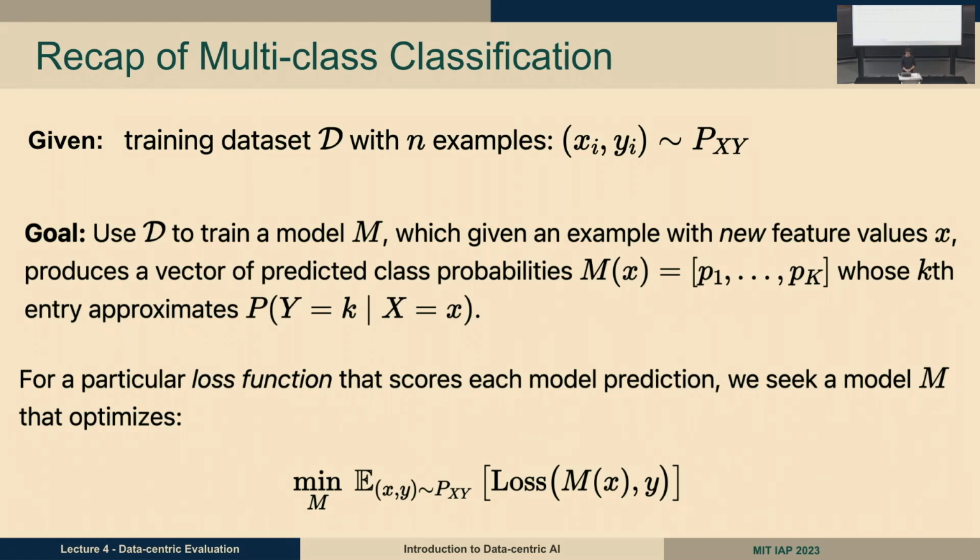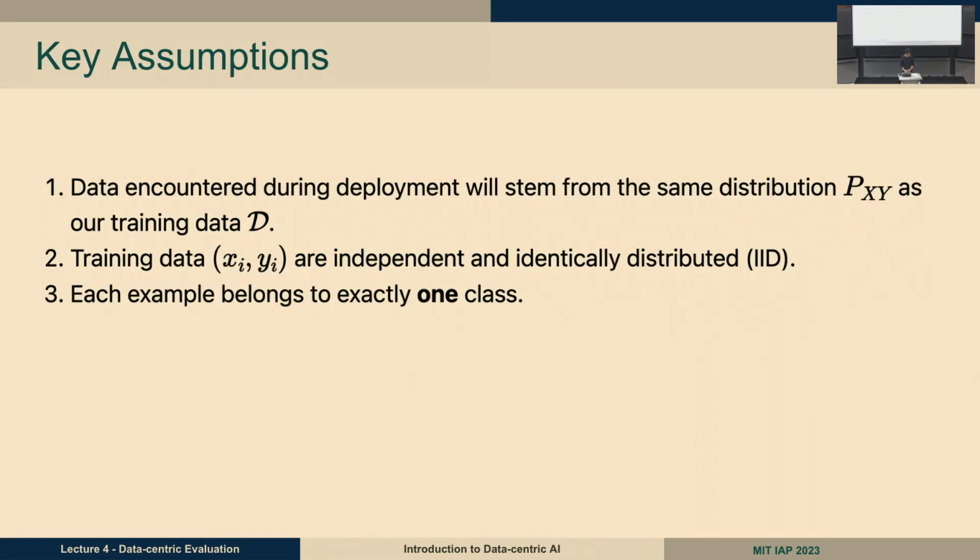So yeah, we're always looking for a model that minimizes this loss in expected value over an example drawn from the same distribution, but a new example critically. And hopefully that's all familiar. If it's not, happy to take any questions.